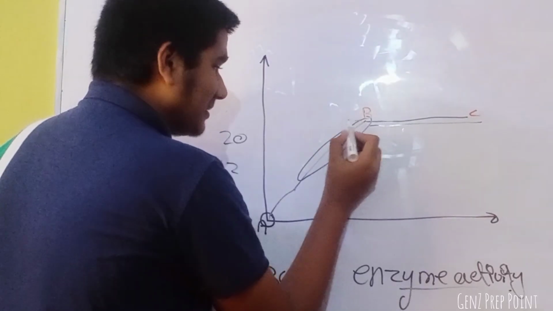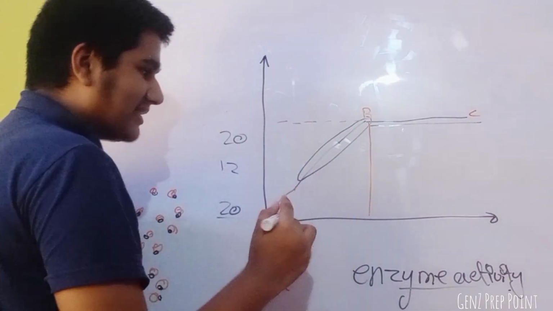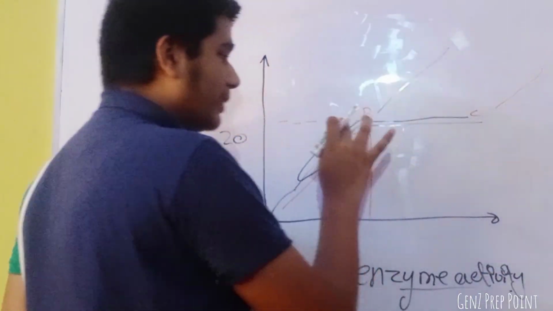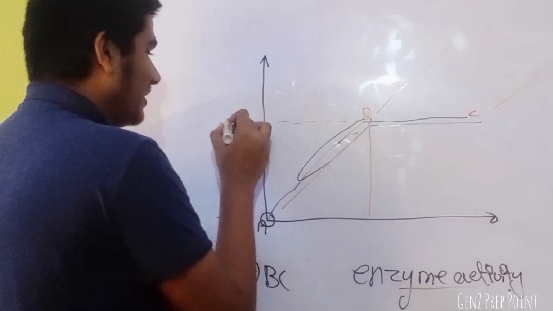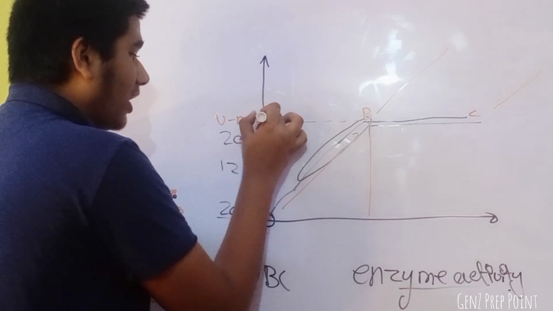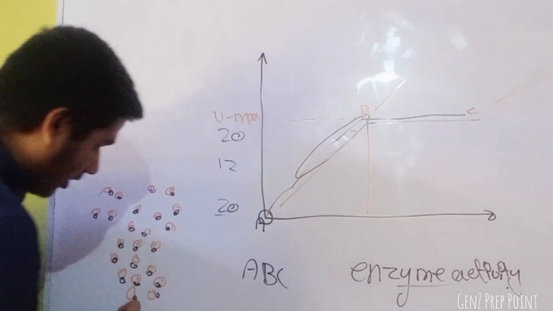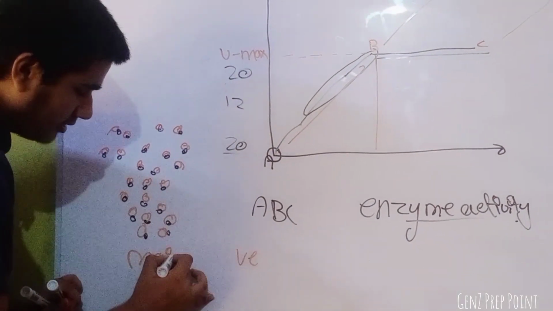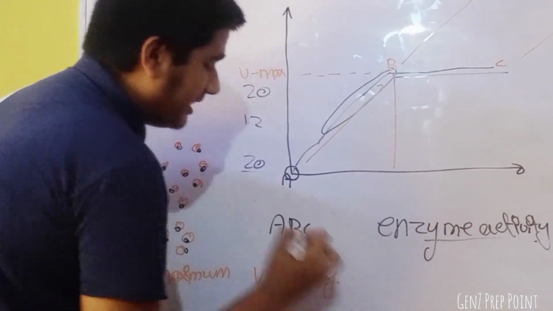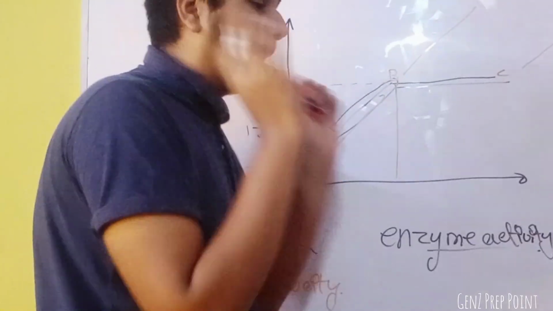So this is the maximum speed. Does it increase? Does it go anywhere? So we will take this as the maximum speed. To mention the maximum speed, we say V max. What I mean by V max, M-A-X, is maximum velocity. What do I mean by maximum velocity? The velocity won't increase. This is the maximum value.